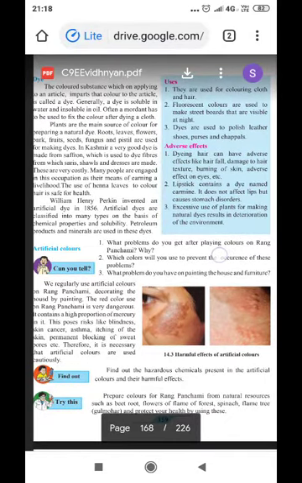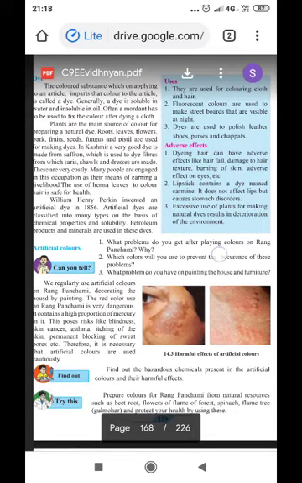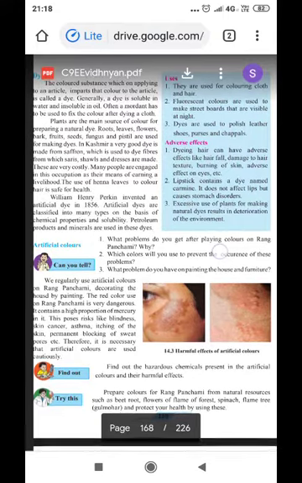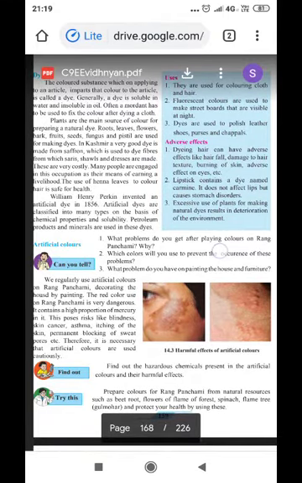They are used for coloring cloth and hair. The fluorescent colors are used to make street boards that are visible at night. Dyes are used to polish leather, shoes, purses, and chappals.